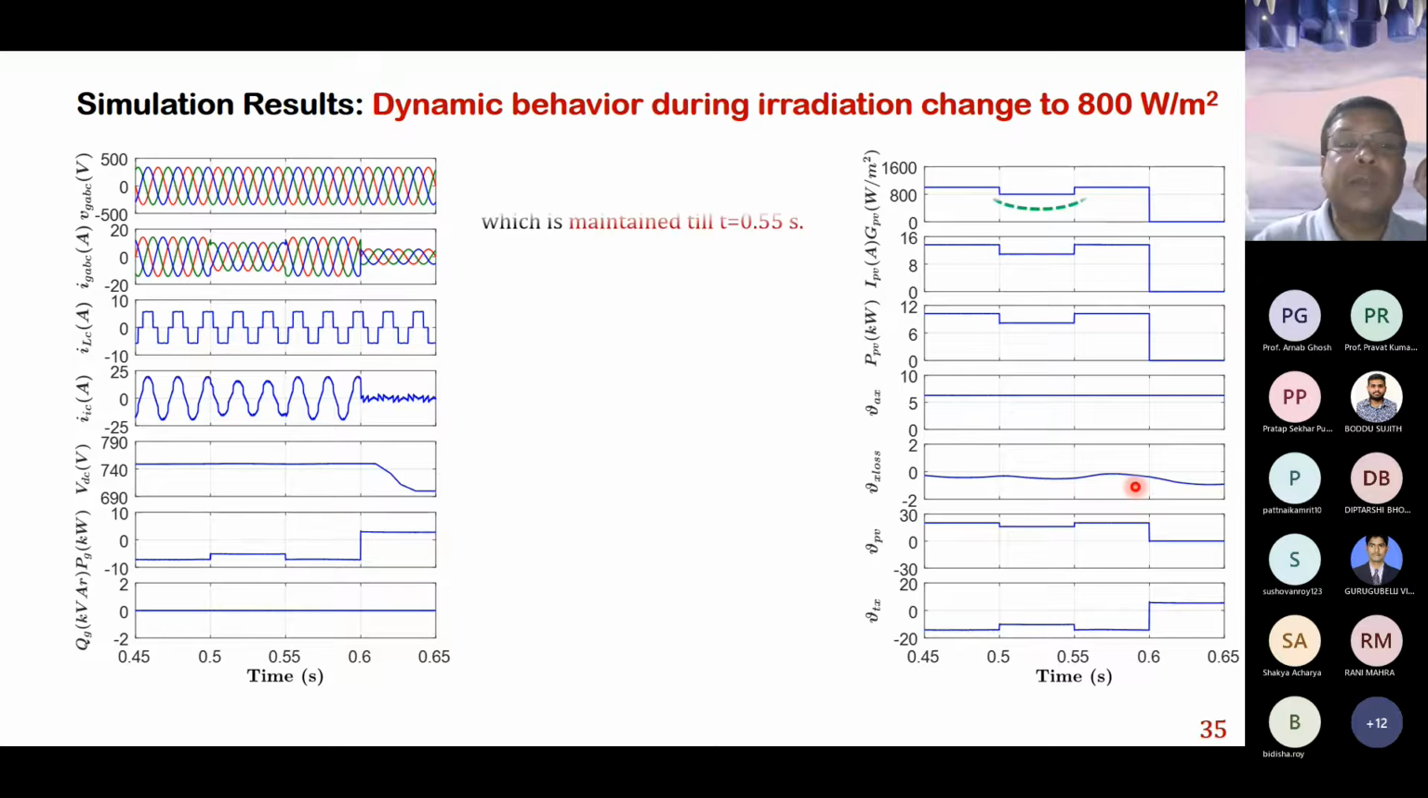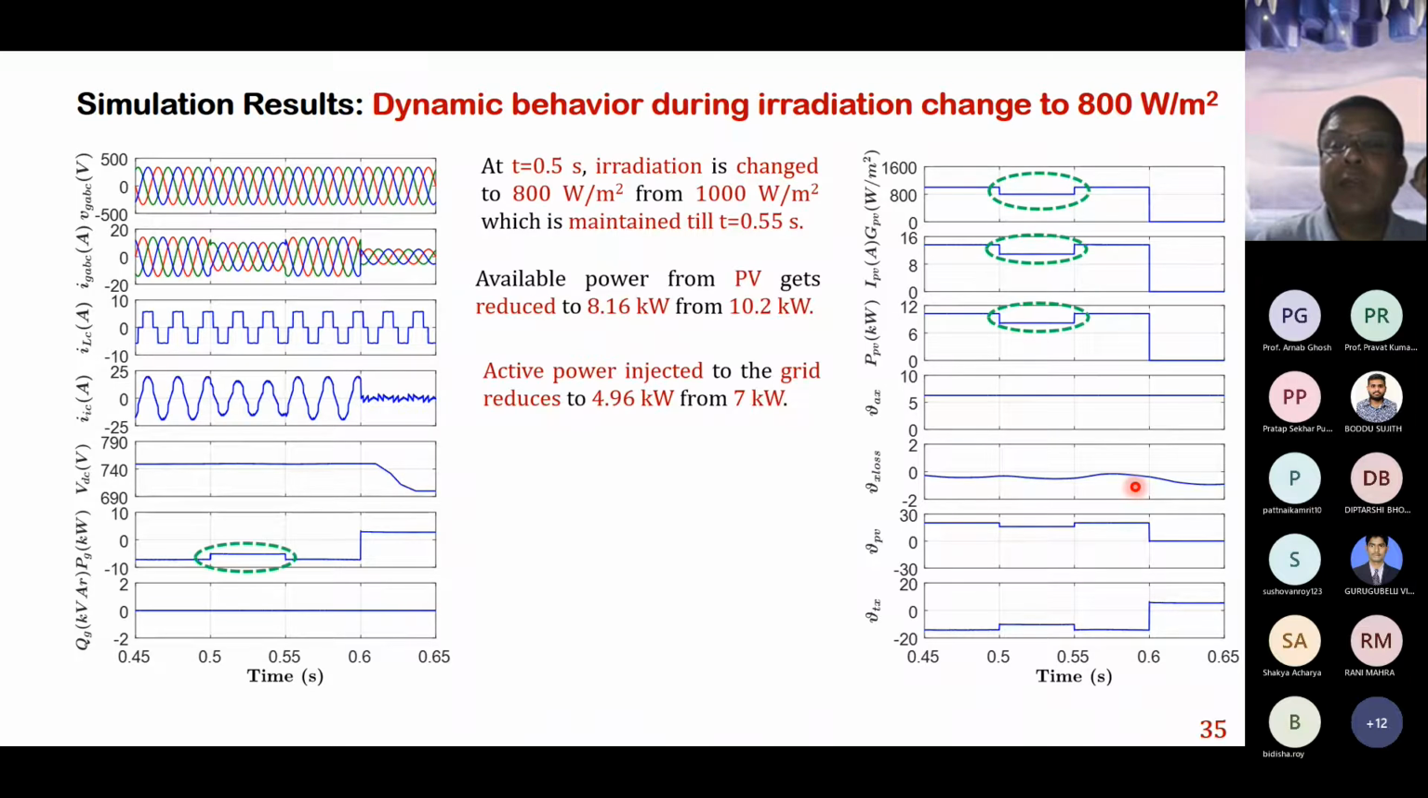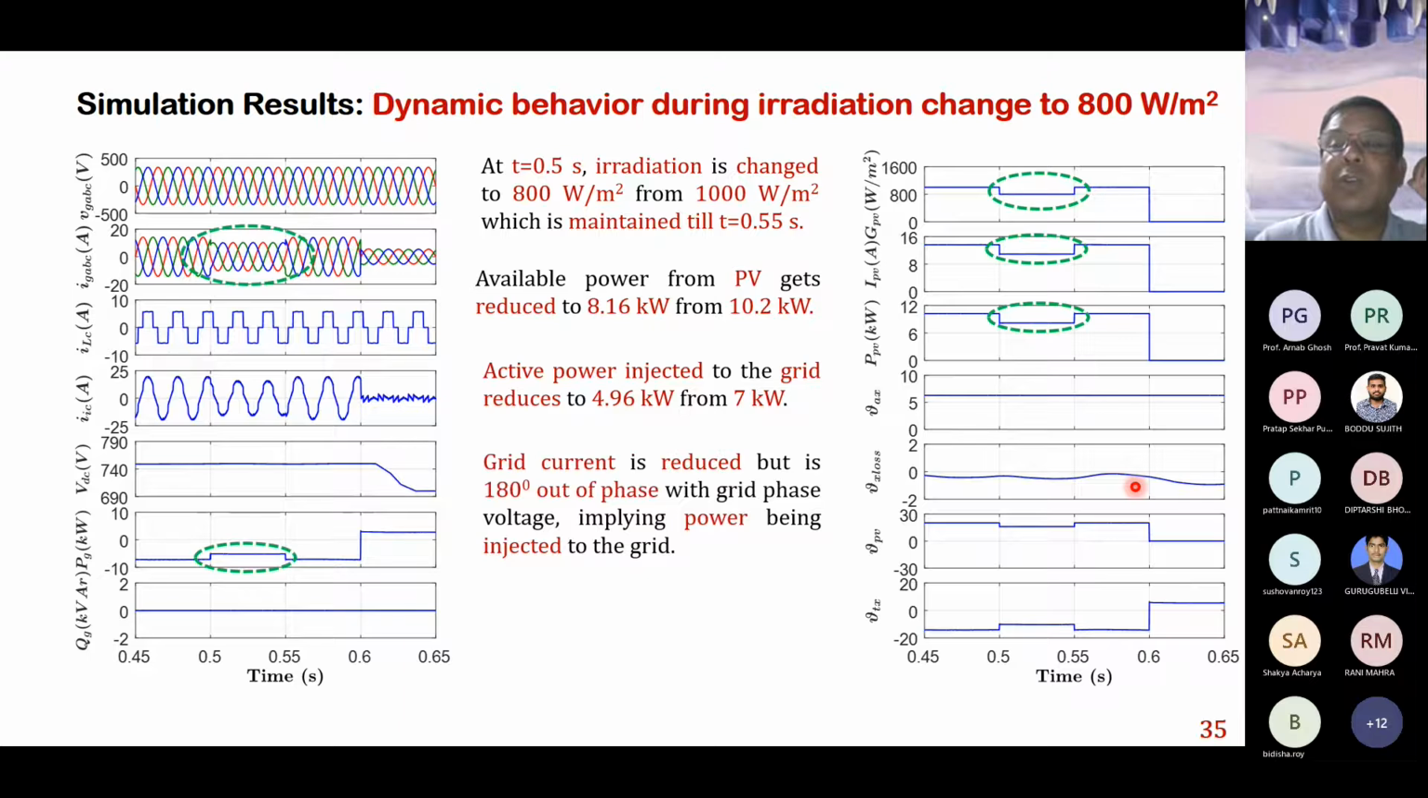So these are the simulation results we obtained during an irradiance change from 1000 to 800 watt per meter square. And here at t equal to 0.5 second, there is a change of irradiance from 1000 to 800 watt per meter square, and it is maintained till 0.55 second. So this is the irradiance.